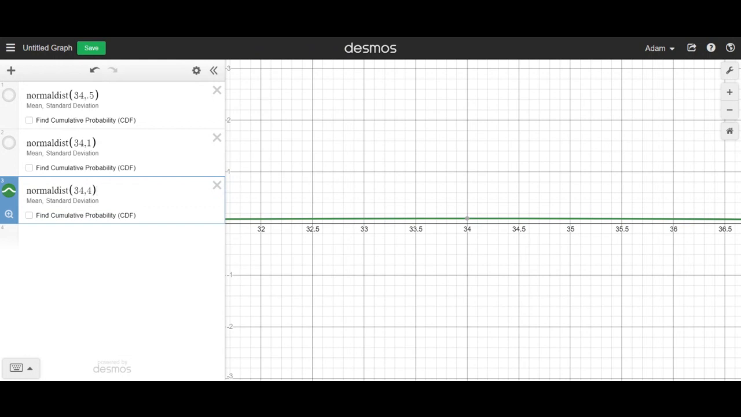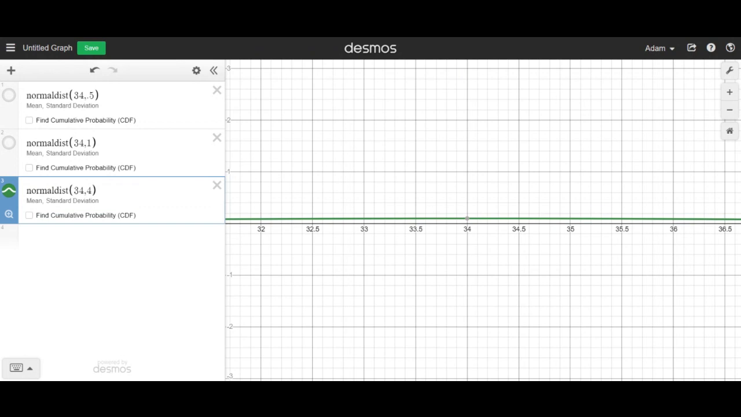Because the standard deviation is bigger. It's 4. Remember, the bigger the standard deviation, right? The bigger it is, the more spread out the data is. The smaller it is, the more clustered it is around the mean. Now that's what's happening here.